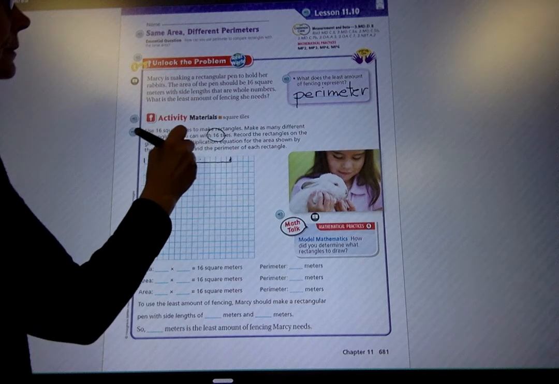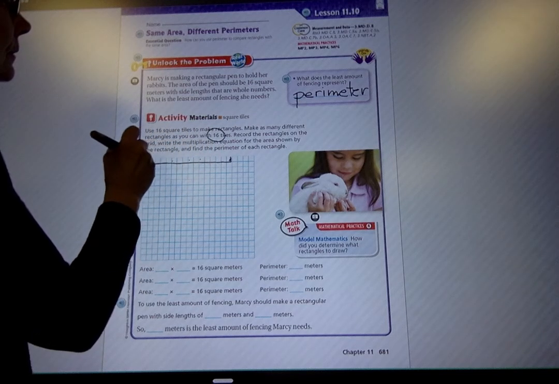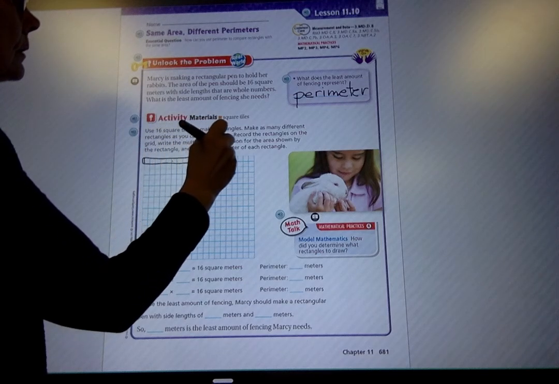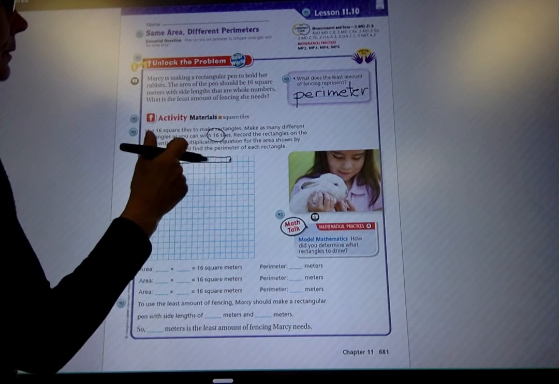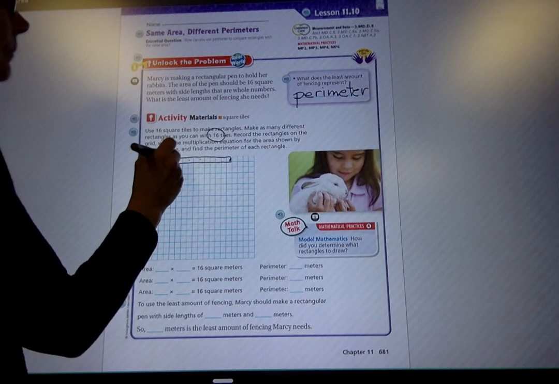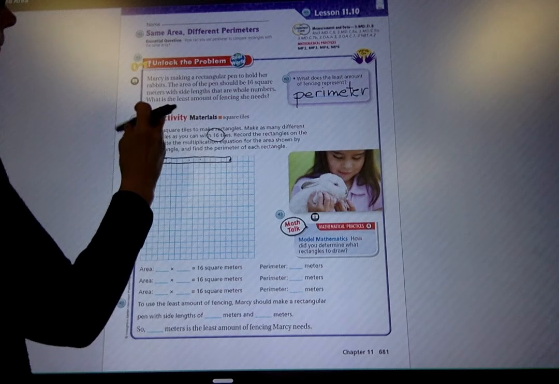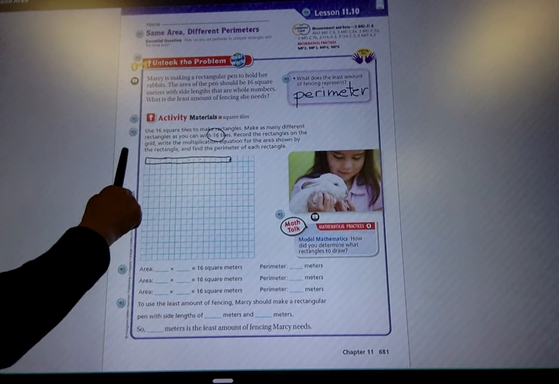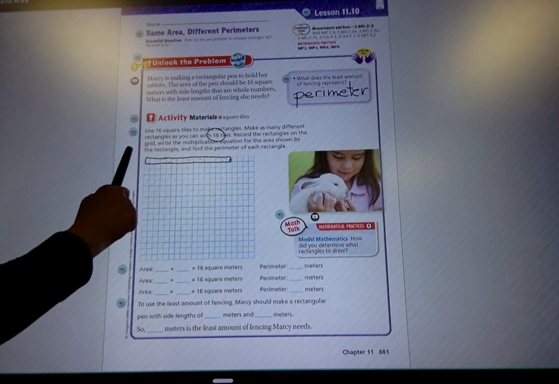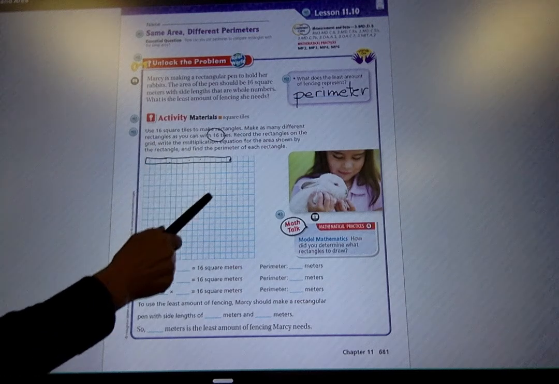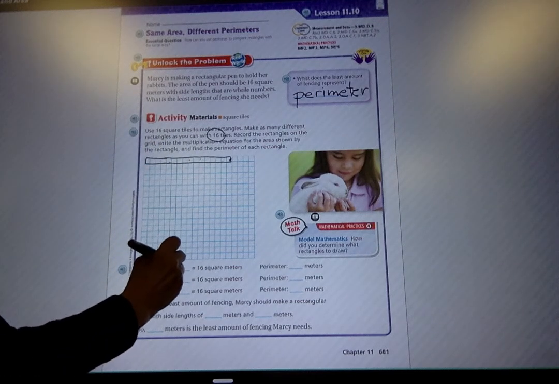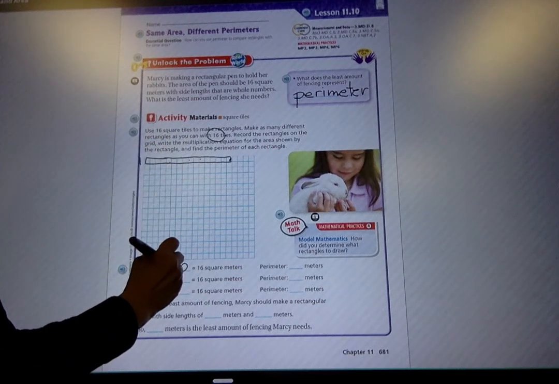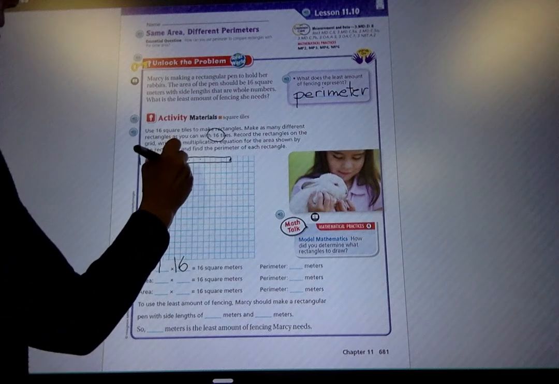This is one way that we can show the area of 16. We've got 1 times 16.